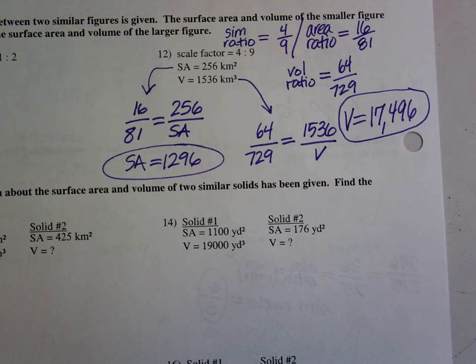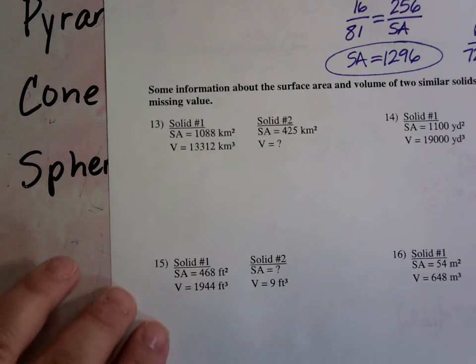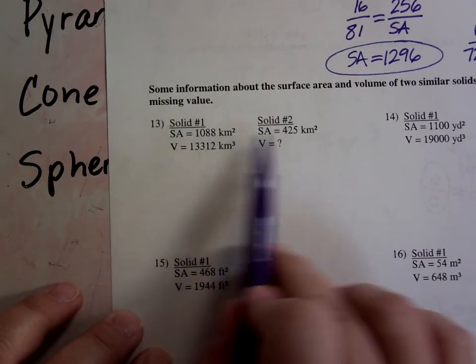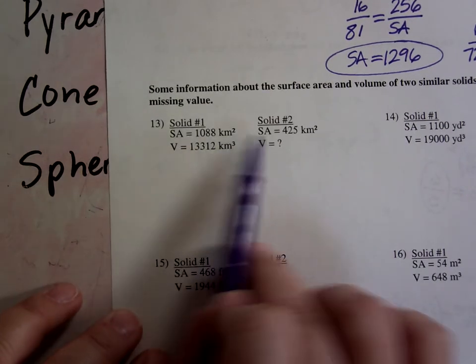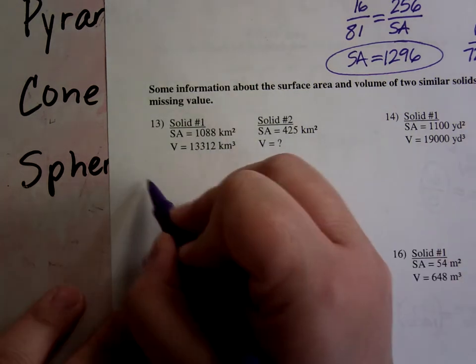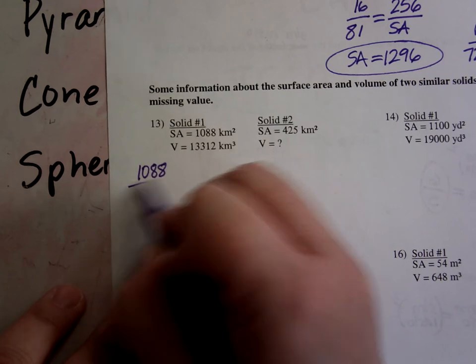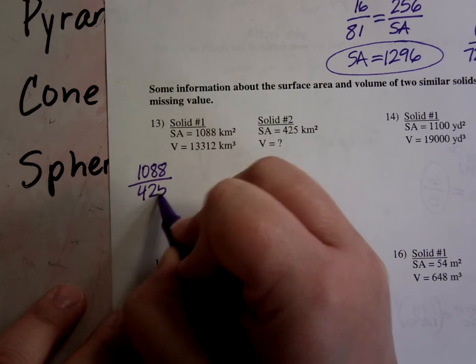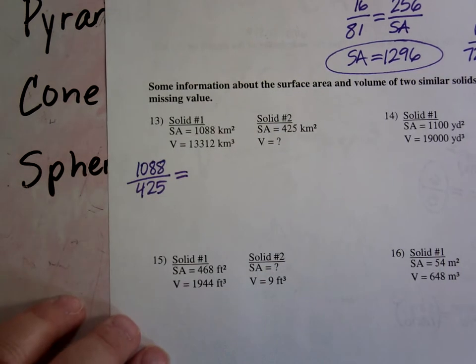Okay, let's look at number 11, just because I want to talk about what's happening here. Number 11, you're starting with surface areas. That's the only ones that you can compare directly, because that's the only one you have both of. So you're going to have to start out by putting surface area over surface area and say that's the area ratio. Can somebody simplify that for me?